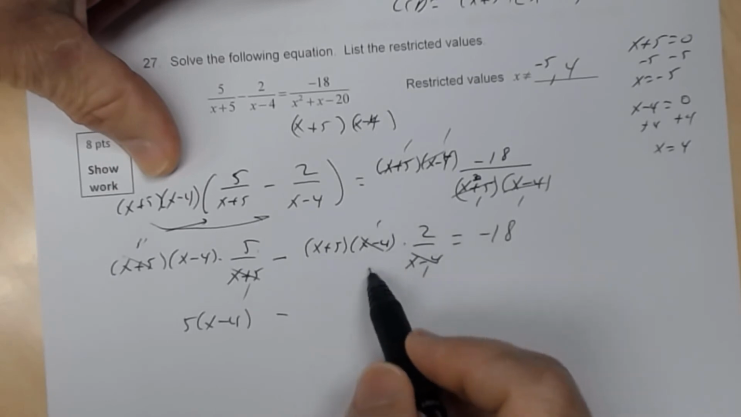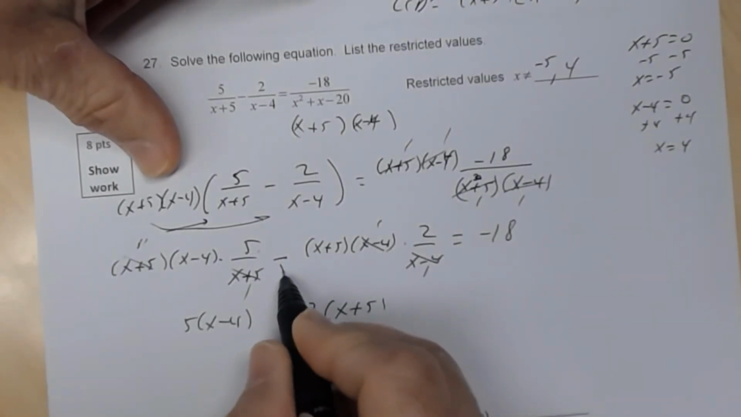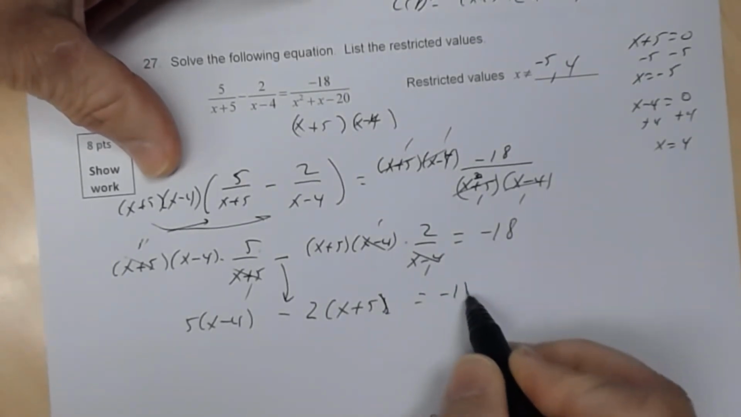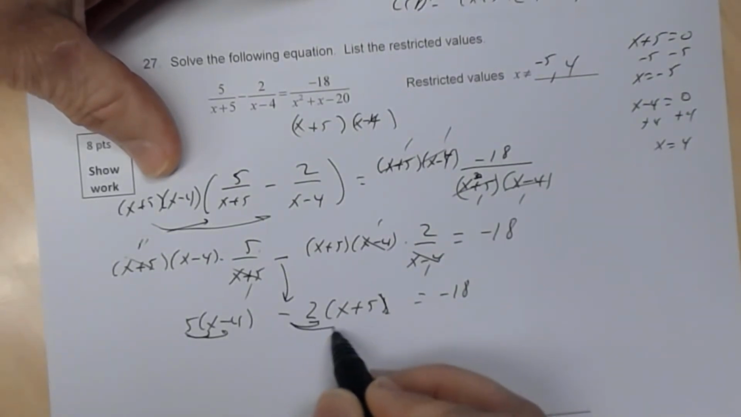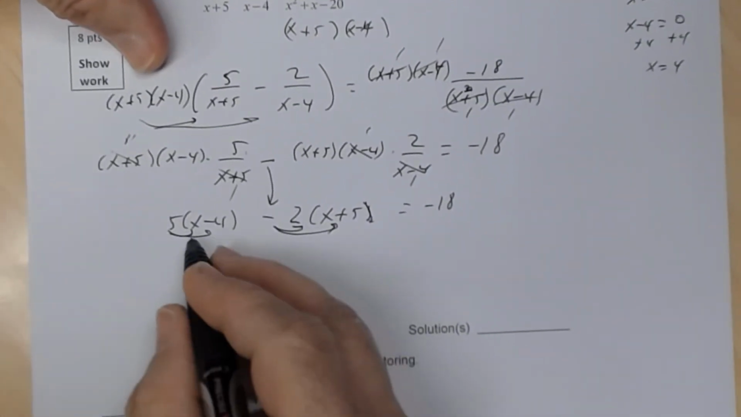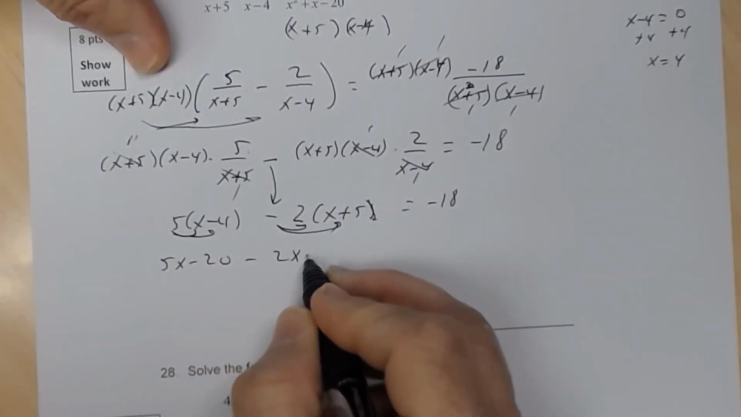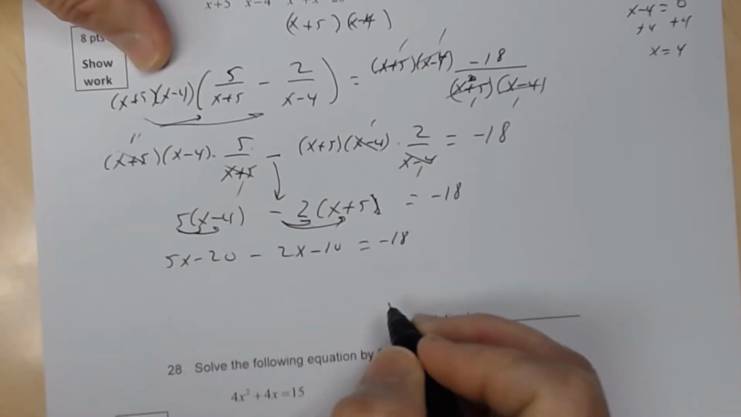X plus 5 times 1 times 2 is 2 times x plus 5. But don't forget, that's a subtraction right here. Equal negative 18. All right, now let's distribute. So I'm going to distribute these numbers. I get 5x minus 20 minus 2x minus 10 equal negative 18.